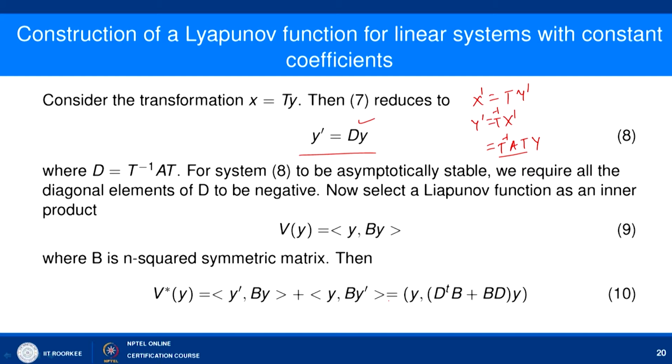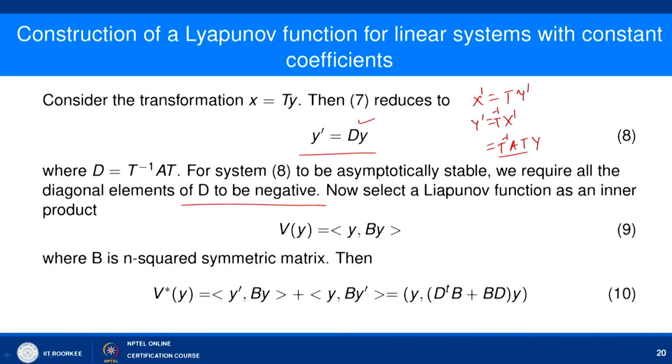So, here D is T inverse AT, and for the system to be asymptotically stable we require all the diagonal elements of D to be negative. If we assume y dash equal to Dy, and all the diagonal elements of D are negative, then we simply say that the 0 solution is asymptotically stable. That we already know, right. What we do not know is how to construct the Lyapunov function in this case.